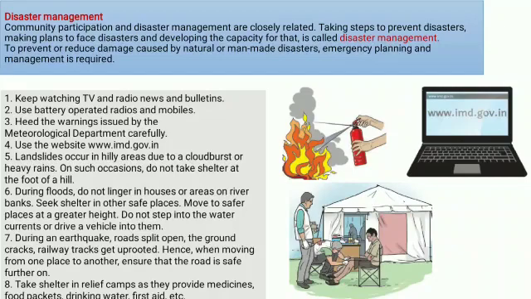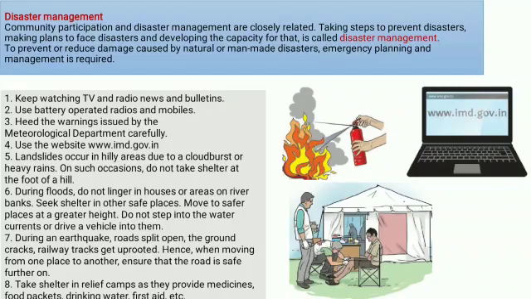Community participation and disaster management are closely related. They are related to each other. Taking steps to prevent disasters, making plans to face disasters, developing the capacity for that is called disaster management. So, you have to prepare for disaster, be prepared, taking steps to prevent them, to face disaster and develop the capacity for that. That is called disaster management.